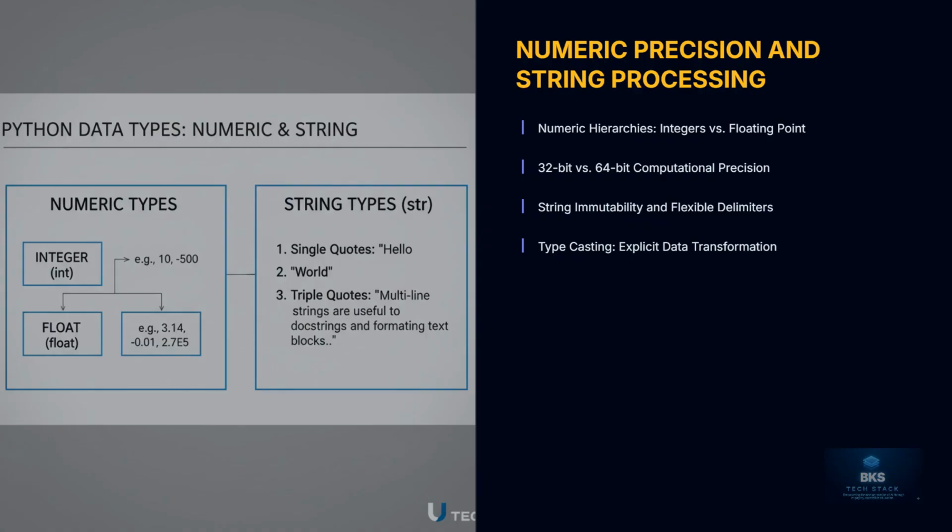Finally, we must discuss typecasting. In a dynamically typed language, explicit casting using functions like int, float, or string is our primary tool for ensuring data consistency. For instance, when ingesting data from a CSV, all values may initially be strings. We must cast them to floats to perform mathematical modeling. This transformation is the first step in any data wrangling pipeline.